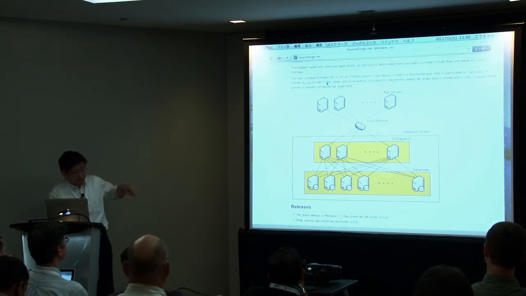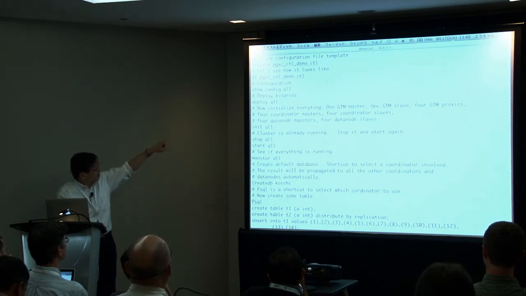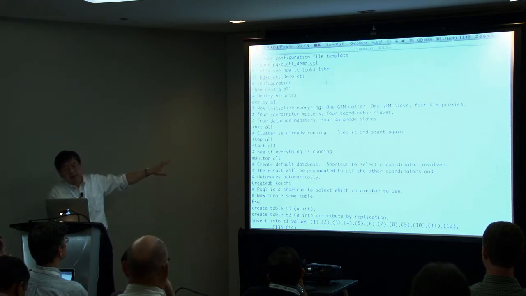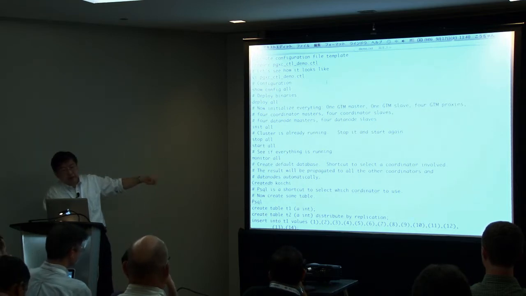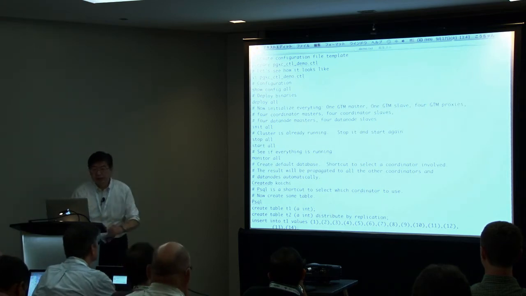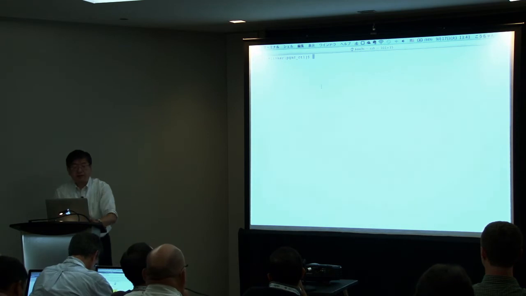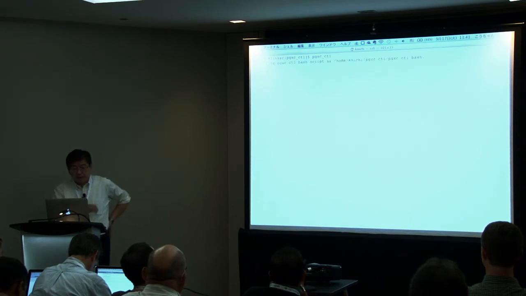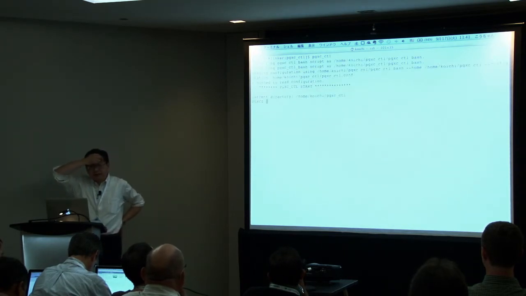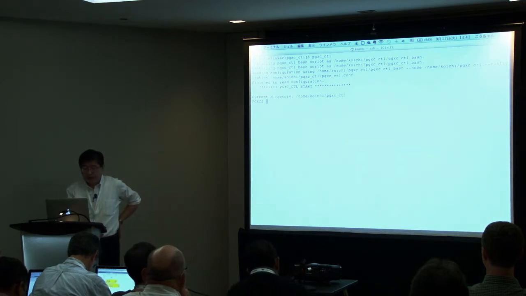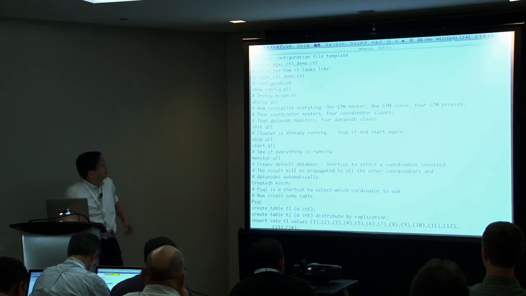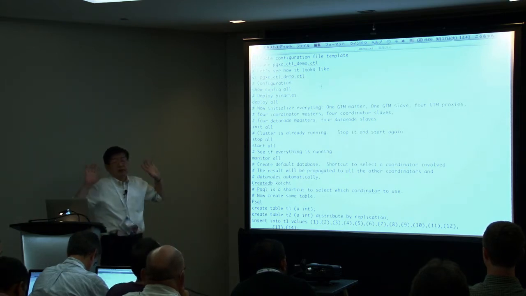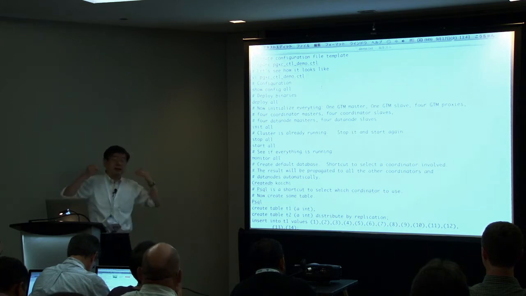This is the demonstration story for today. You can download all this material from the Postgres-XC homepage. So if you're interested, please try. The configuration file is also available. Anyway, this is a conventional terminal. So here's how to start it. First of all, there's nothing. When you start, you don't have anything.